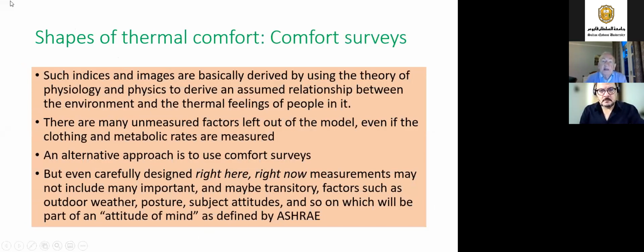Anyway, those indices were basically trying to derive an index which you could use to represent the way that people felt about the climate. Now, an alternative method, which is the one that we've generally used, is to do a comfort survey.